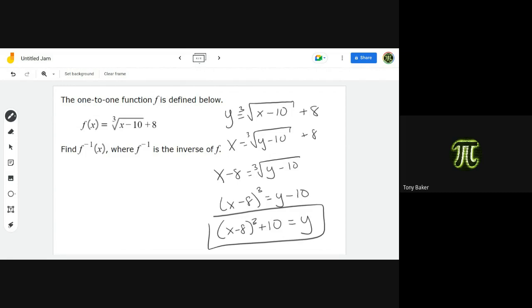That's what you should have got. Okay, so what's different about this problem than the last one? It's cubed. We don't have a domain restriction, right? Why don't we have a domain restriction?